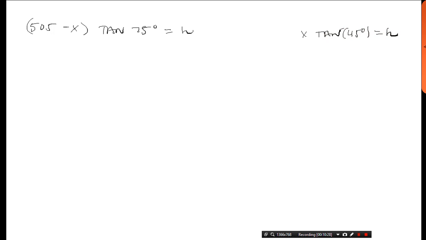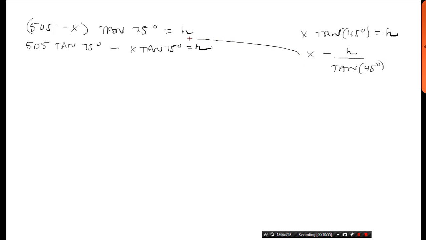Excuse me. So now let's work it out. 505, I'm going to multiply this tangent of 75 in. Since it's just a number, I can distribute it. Equals h. Once again, I need to solve for h. So what does that mean? Solve for x and plug in for h, ladies and gentlemen. Okay, now I'm going to plug this in here.